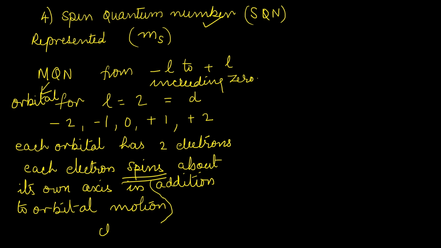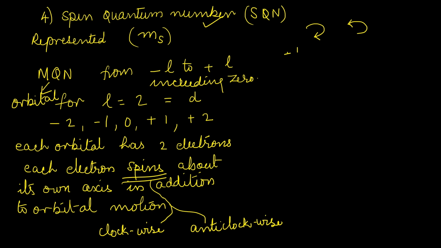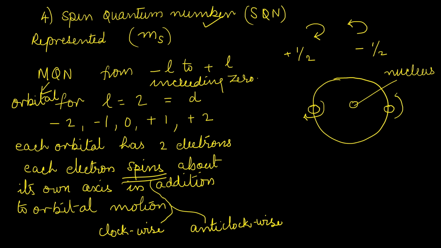The two possible spins are clockwise and anti-clockwise. That is, the electron may spin in the clockwise direction or in the anti-clockwise direction. The two directions of the spin are represented as plus half and minus half. If this is the orbital, this is one of the electrons and this is the other electron. Suppose this electron spins in clockwise direction in addition to going round the nucleus in the center. Then the other electron spins in the anti-clockwise direction.